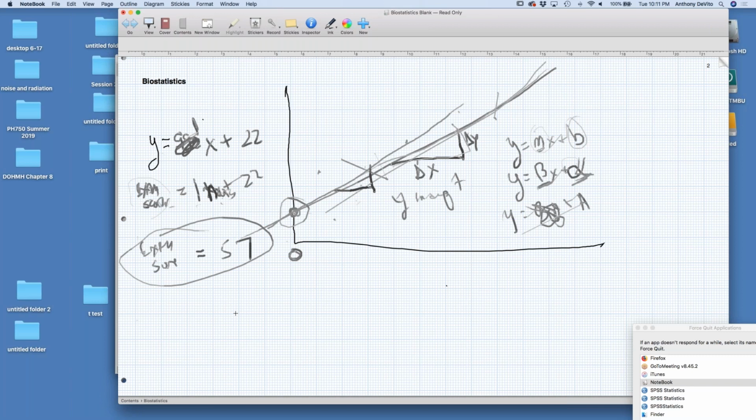That's correlation. I might ask you to identify when you have a positive correlation, when you have a negative correlation. So, for instance, let's just take a look at that.